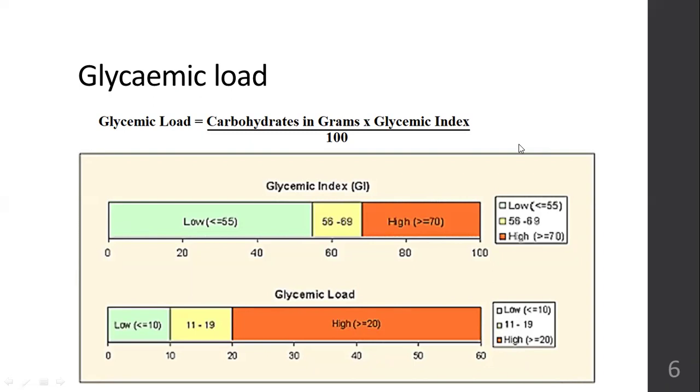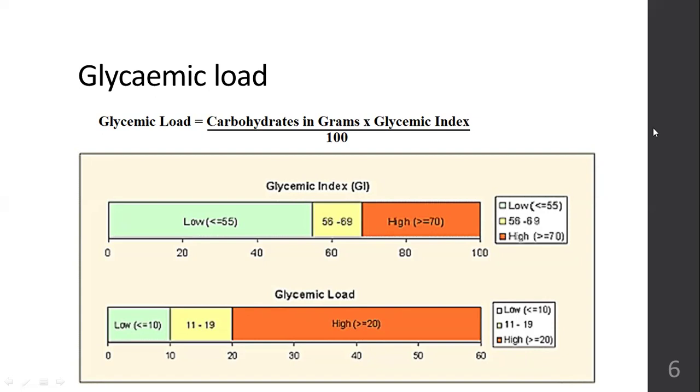Next is glycemic load. There is Table 11.1 on page number 209, for those who have the textbook. It lists commonly used foods in an Indian household and their glycemic index. You can refer to that for your knowledge later. Next, we will see glycemic load.